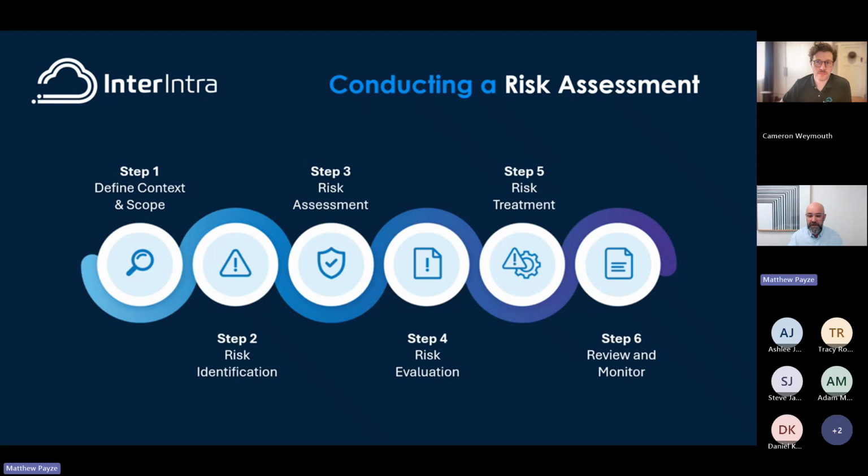And then step 6, and this will come up a bit later as well, is the review and monitor stage. So this is really important. Risks are not static. They should always be kept under review. We want to monitor the risks. We want to monitor the controls against those risks over time, especially after major changes. So I would say at least once a year would be a good cadence for risk management, risk assessment.